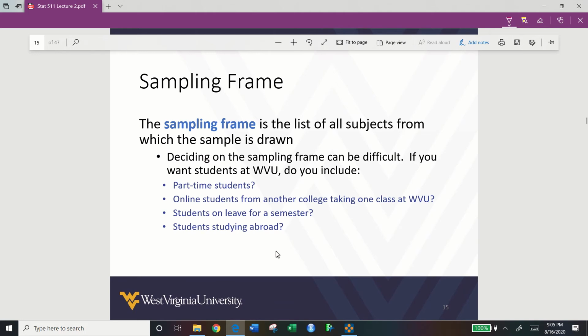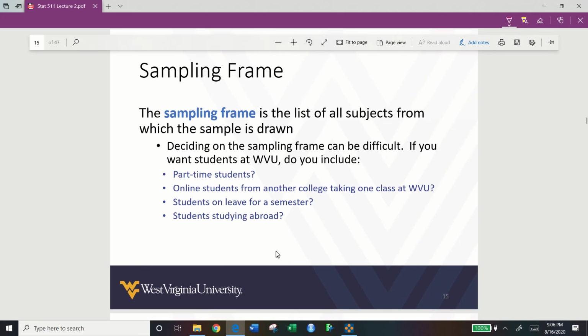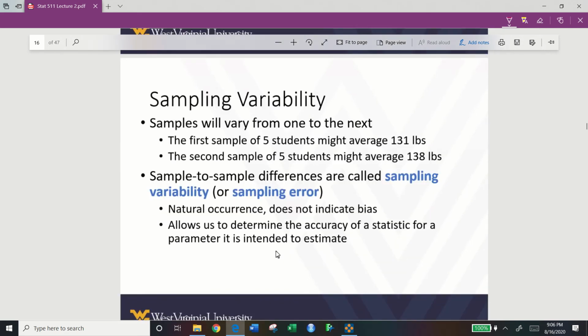Another thing we care about is the sampling frame. The sampling frame is the list of all subjects from which the sample is drawn. Deciding on the sampling frame can be difficult. If you want, say, students at WVU, do you include part-time students, online students, students who are studying abroad, students who are on leave for a semester? How do you decide what is classified as a student at WVU within the parameters of your experiment?